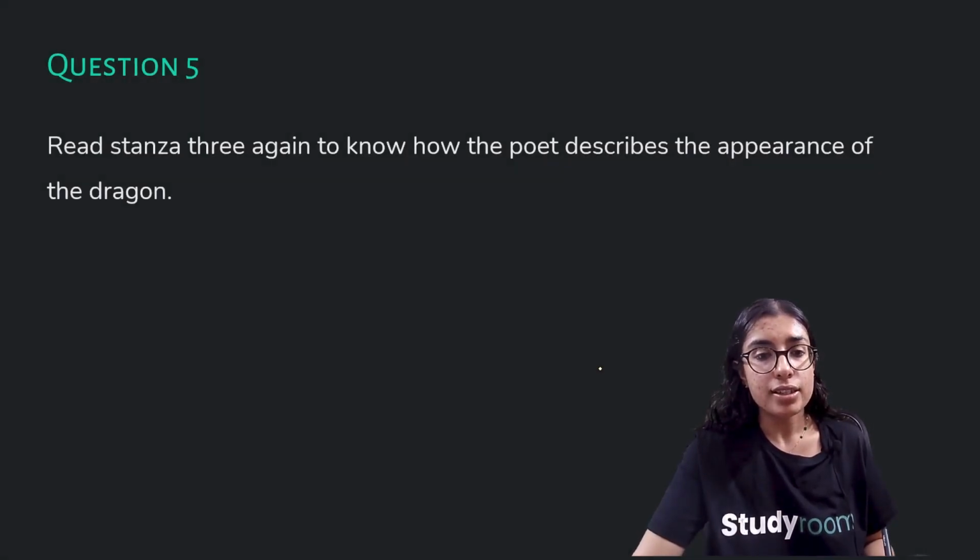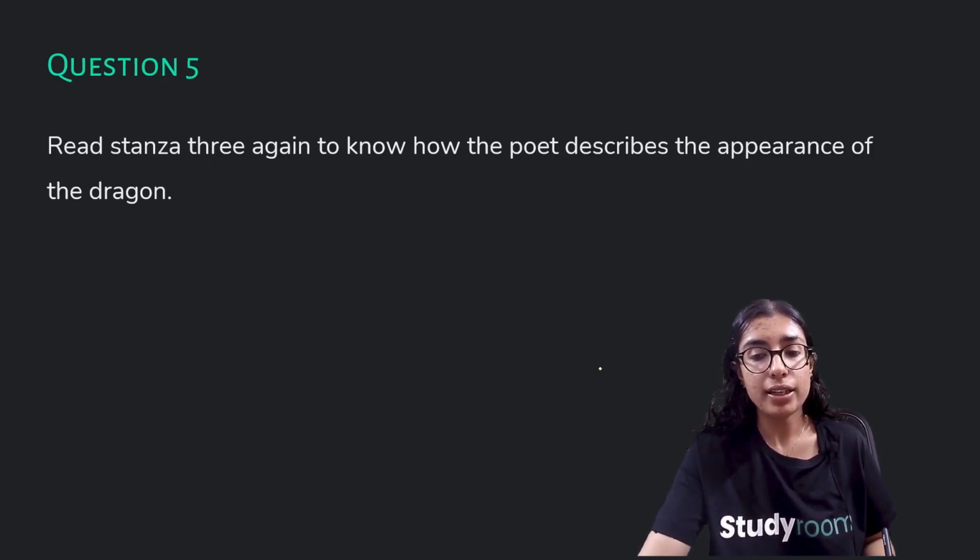Question number 5. Read stanza 3 again to know how the poet describes the appearance of the dragon. Therefore, the answer could be that the looks of the dragon are explained in a way that it has big sharp teeth and spikes on top. This means its skin is pointed on the top. On the lower part, it has scales which are bony plates meant to protect the skin. His mouth has been compared to a fireplace because it is assumed that dragons can release fire from the mouth. Even his nose is compared to a chimney which is used to pass out the smoke. His feet are like a sharp knife, that is, like a dagger.